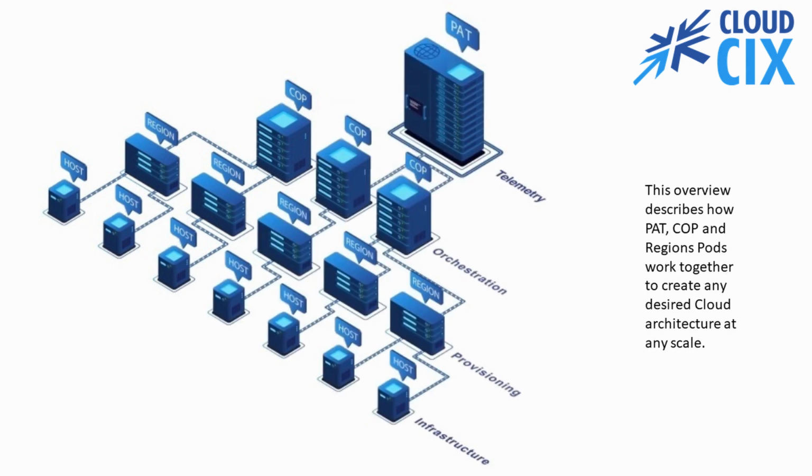Putting all the pieces together, this schematic shows the relationship between one PAT serving multiple COPs, each serving multiple regions. This architecture allows you to create any desired private or public cloud at any scale.